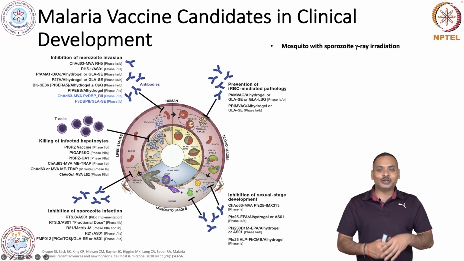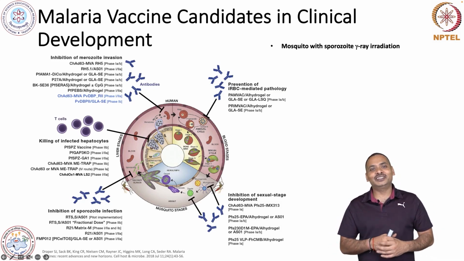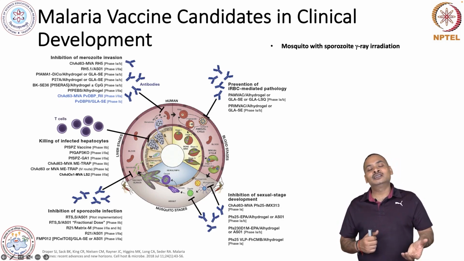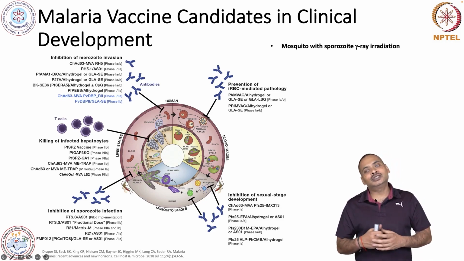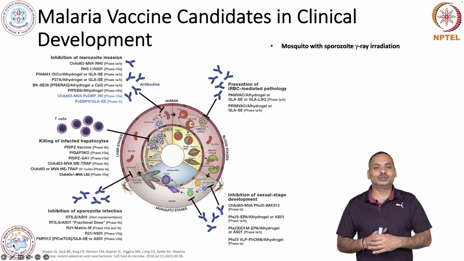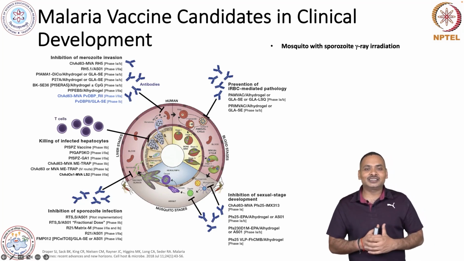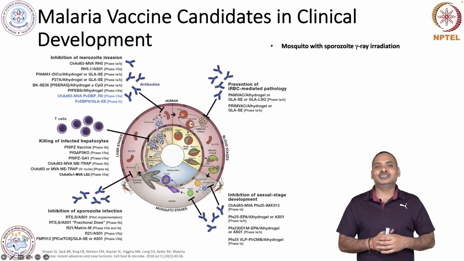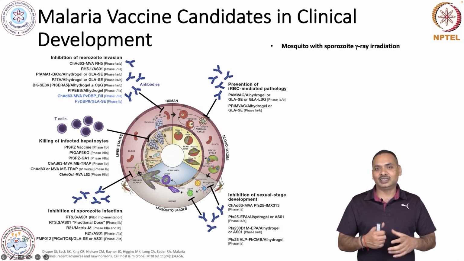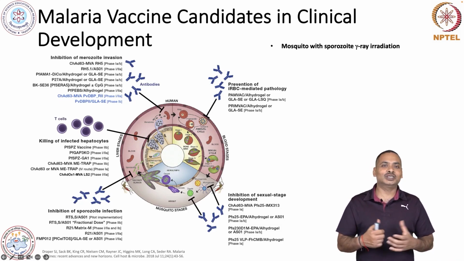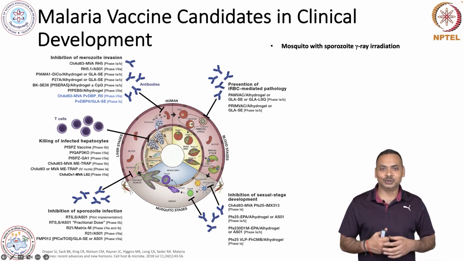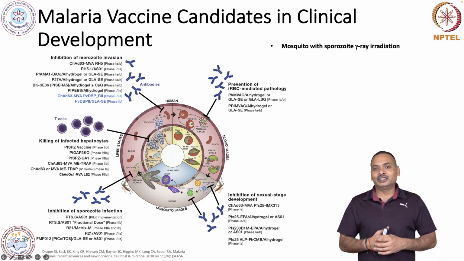However, this is technically very challenging. You need to make a mosquito, then this mosquito needs to be irradiated, and this mosquito needs to bite the human host. In a small setting it may be possible, but in a population it is almost impossible, right? You need to make a mosquito, irradiate it, and then this mosquito should bite you. So this is a little complicated.